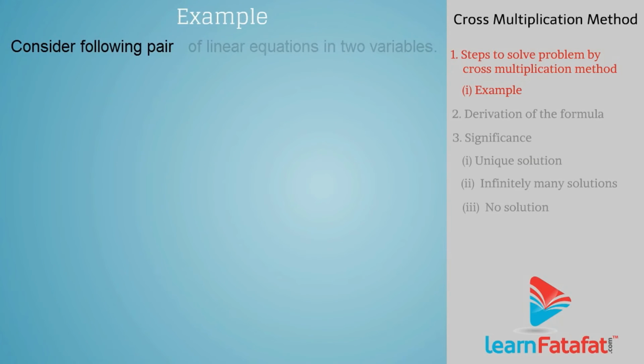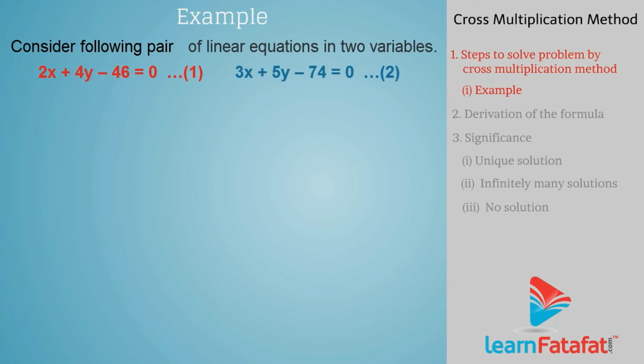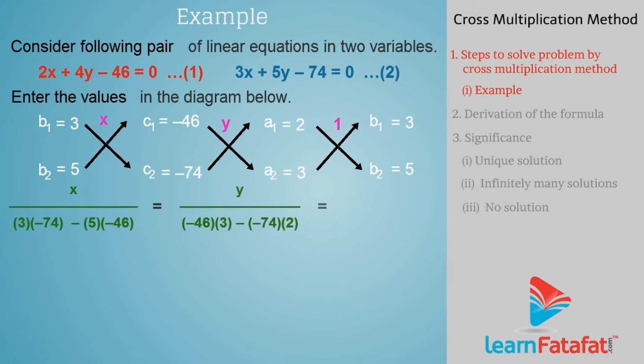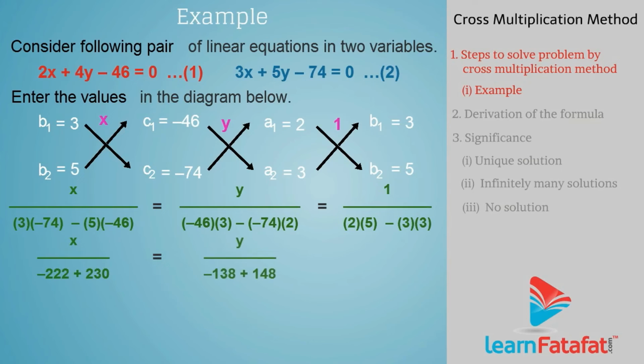Example. Consider the following pair of linear equations in two variables. 2x plus 4y minus 46 is equal to 0. 3x plus 5y minus 74 is equal to 0. Enter the values in the diagram below. Putting all the values and solving the equation, we get x is equal to 8 and y is equal to 10.